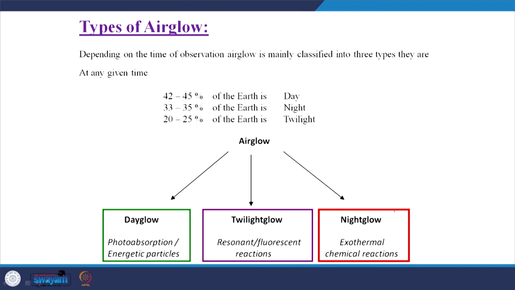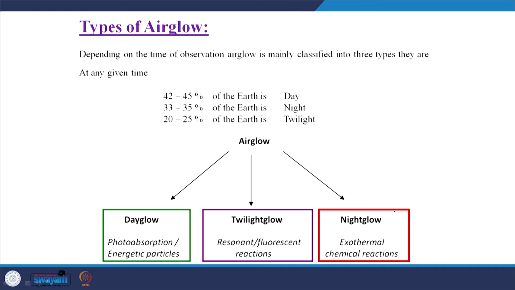And the chemical processes that are responsible for these different types of airglow are different. Dayglow forms mainly due to photoabsorption and energetic particles as well. Twilight glow is due to resonant and fluorescent reactions, and nightglow is due to exothermal chemical reactions.